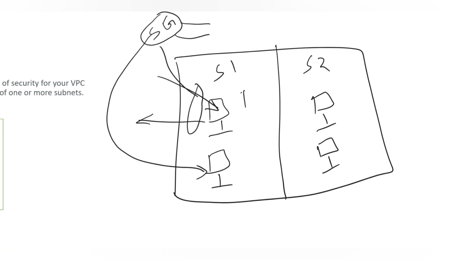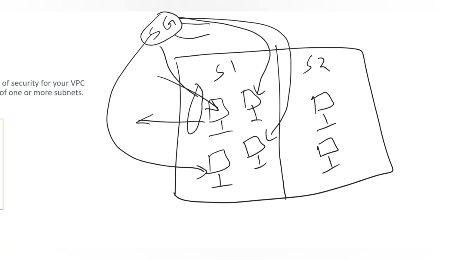If we have multiple VMs in this subnet, you can apply the same security group to multiple virtual machines. Similarly, let's say you have one more security group for the other subnet. You can attach this security group so that it can control your incoming and outbound traffic on the virtual machine level. So this is one layer of security.